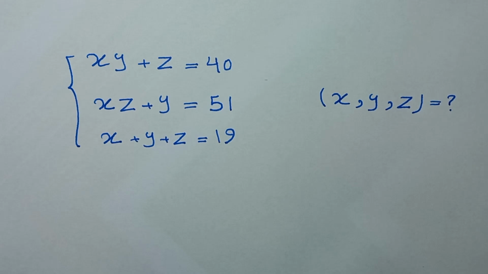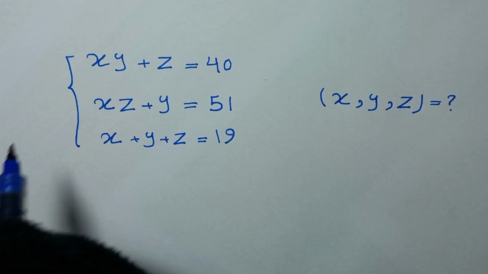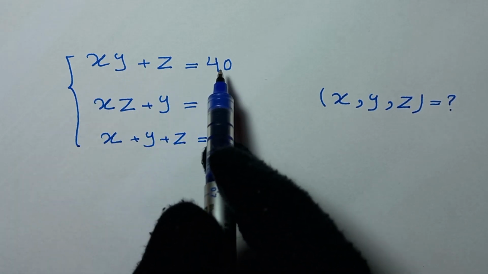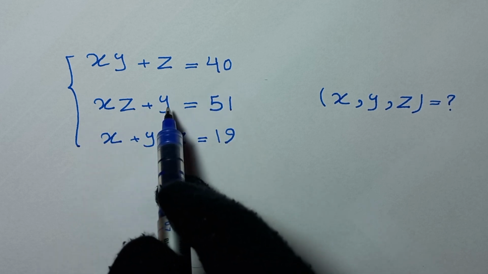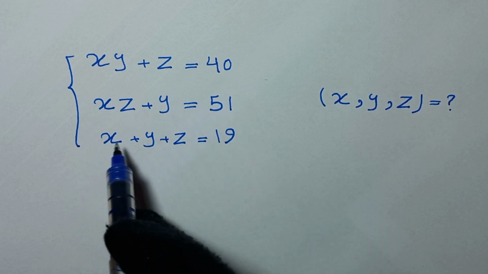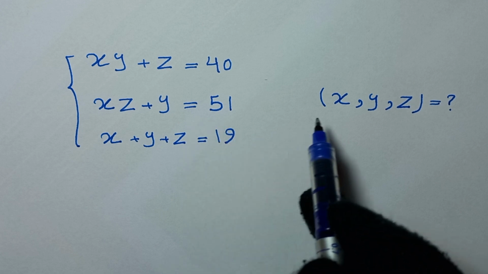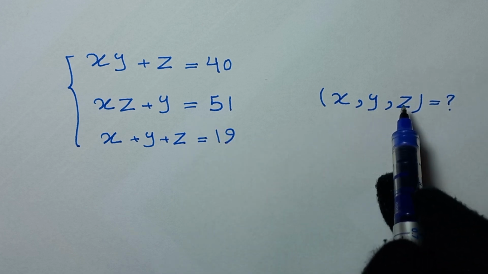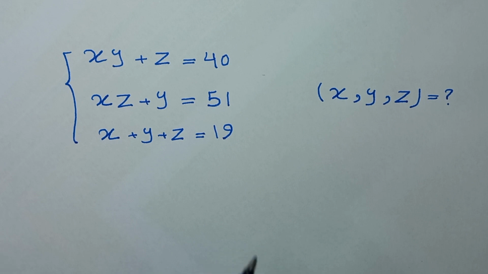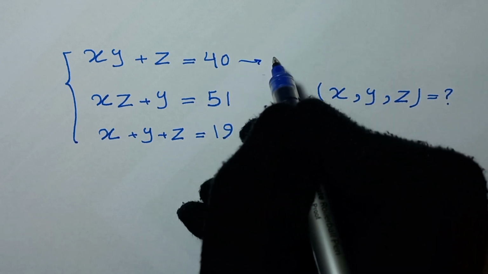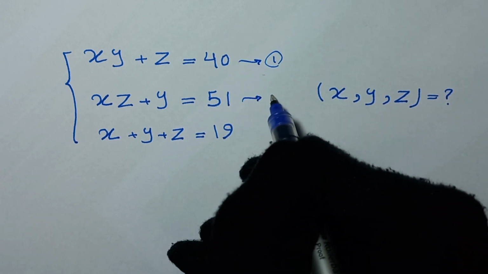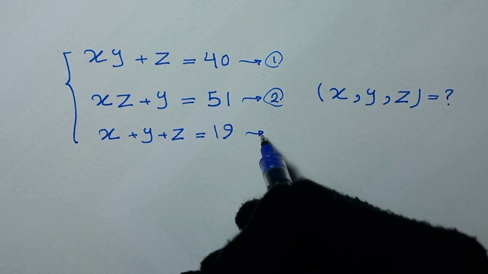Hello my friends, you're welcome to solve this math problem, which is xy plus z is equal to 40, xz plus y is equal to 51, x plus y plus z is equal to 19, to find the value of x and y and z. In the first step, we start by labeling this as equation 1, this as equation 2, and this as equation 3.